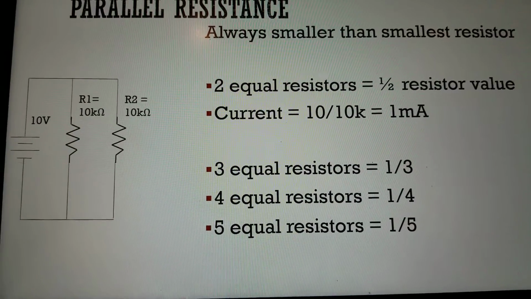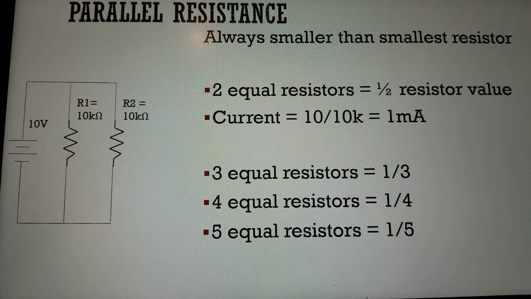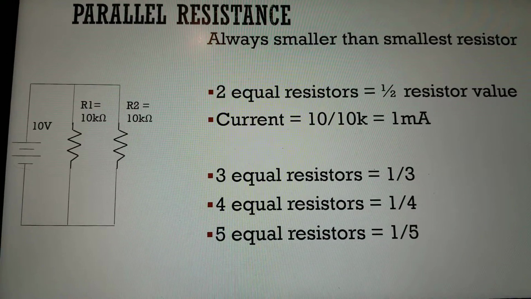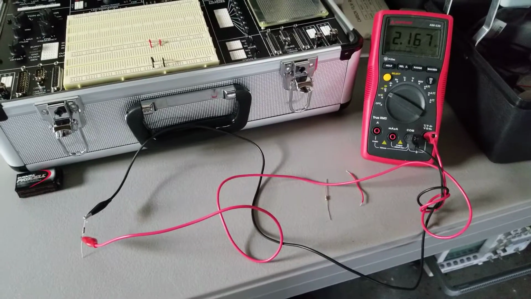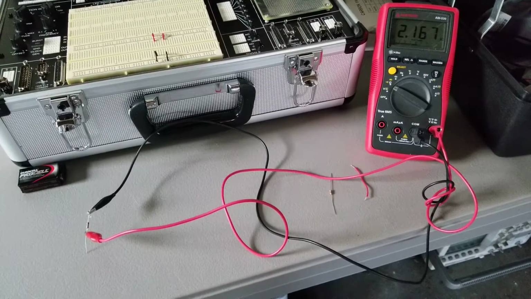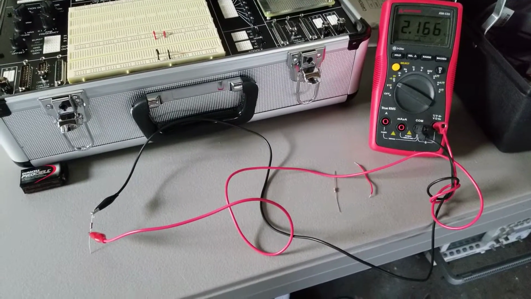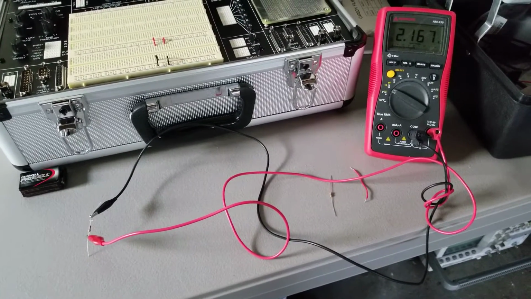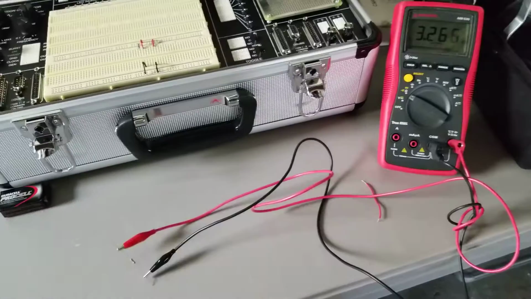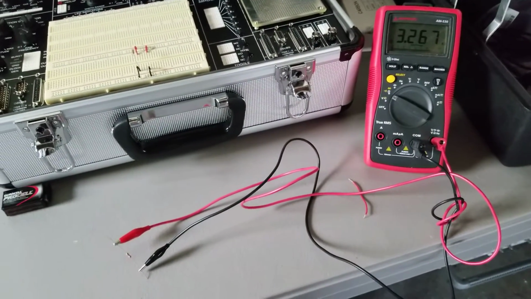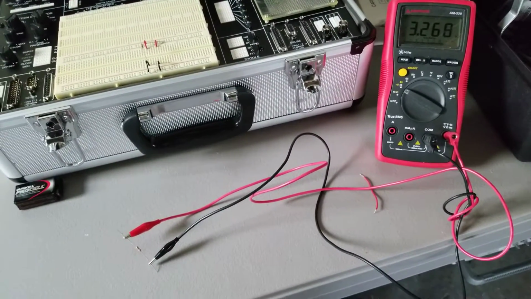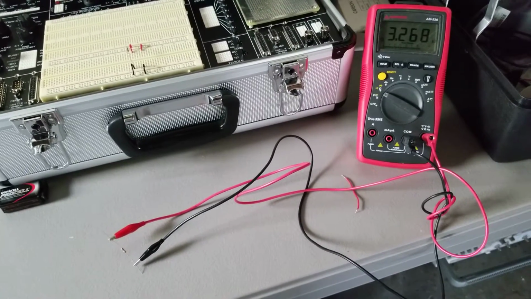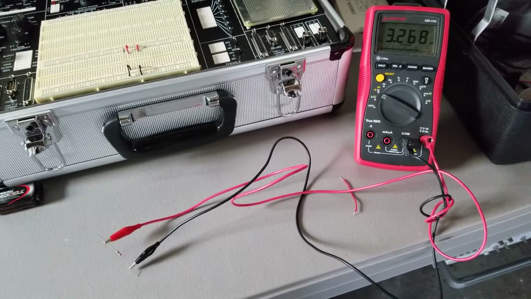Now let's look at hooking this up on the breadboard and measuring the total resistance. Okay, here I've set up to measure my 2.2K resistor, which is red, and it's coming in at 2.167. I'm now set up to measure my 3.3K, which is orange, red, and it's coming in at 3.268.